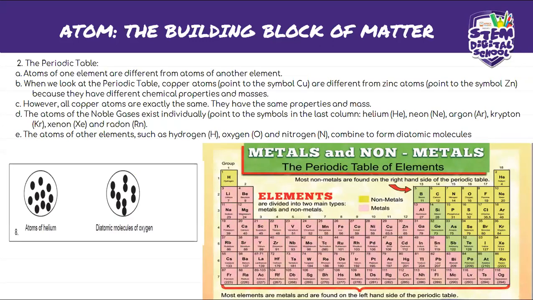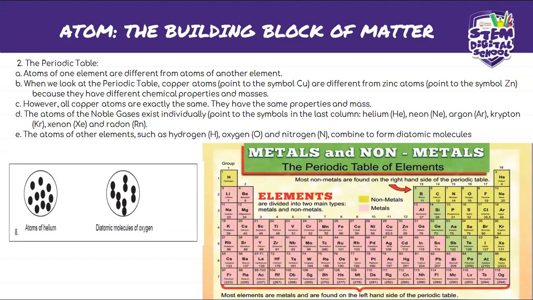We also looked at the periodic table under the atomic building blocks of matter. And we said on the periodic table, atoms of one element are different from atoms of another element. The periodic table contains the elements. So atoms of one element on the periodic table are different from atoms of another element.